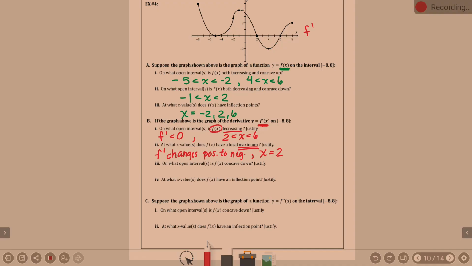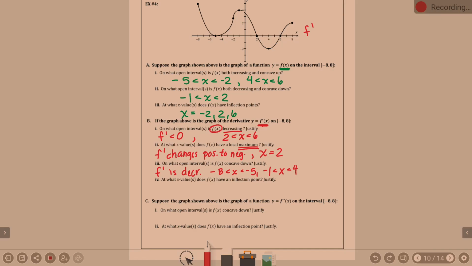On what open interval is f concave down? So it's concave down when what? When f prime is decreasing. When is f prime decreasing? -8 to -5? And I know I saw at least one other. -1 to 4. Okay? And I guess we'll just awkwardly stop there and do 4 tomorrow.